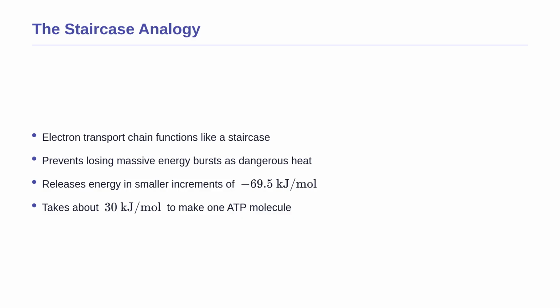By releasing the energy in smaller increments, like the 69.5 kilojoules we just calculated, the cell can efficiently capture it. Since it takes about 30 kilojoules per mole to make one ATP molecule, this single step releases more than enough energy to contribute significantly to ATP synthesis without overheating the system.